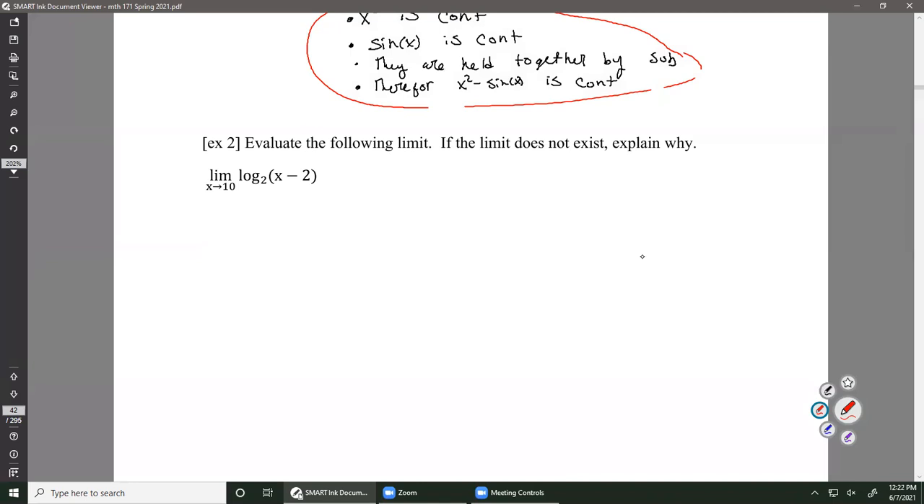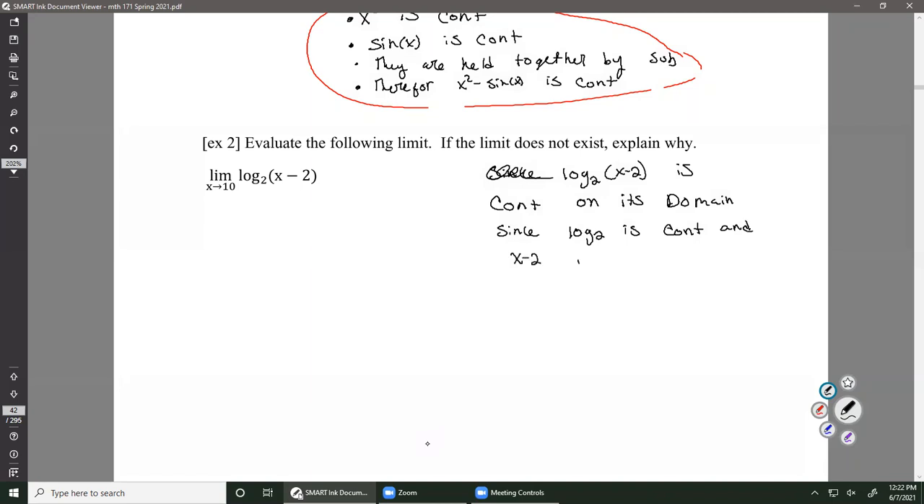So I'm going to go off to the side. Since log base 2 of x minus 2 is continuous on its domain, since log is continuous, and x minus 2 is continuous because it's just a polynomial, and they're being held together by composition.